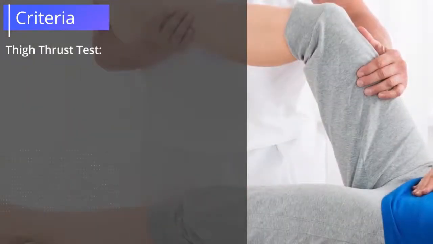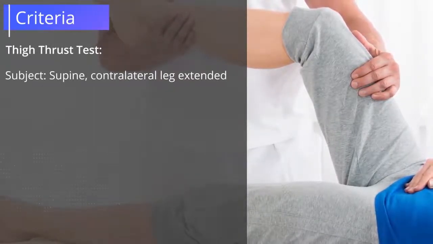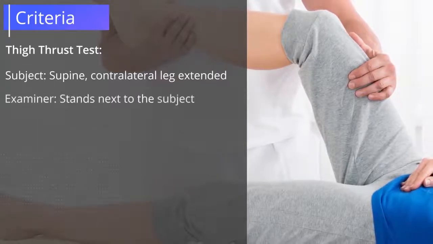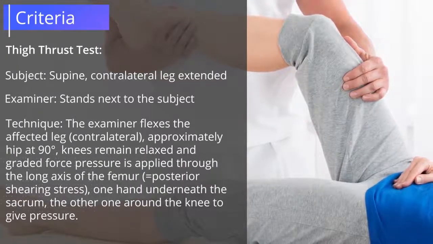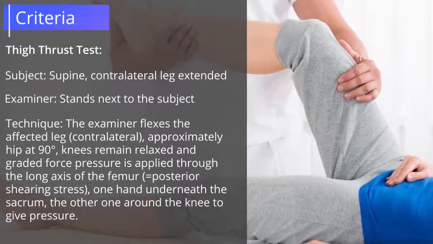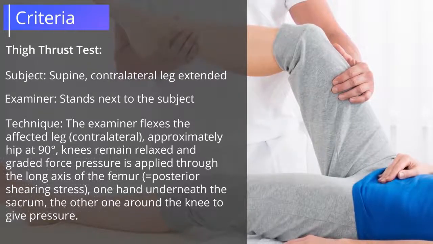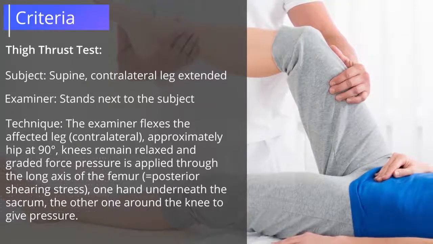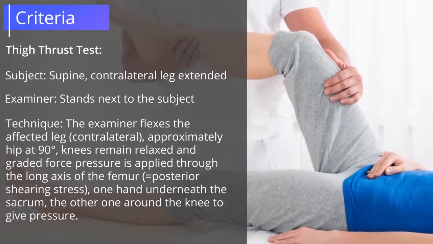Thigh thrust test. The subject should be in a supine position, with contralateral leg extended. The examiner should stand next to the subject and he or she should flex the affected leg, contralateral, approximately hip at 90 degrees. The knees should remain relaxed. Graded force pressure, or a posterior shearing stress is to be applied through the long axis of the femur, with one hand underneath the sacrum and the other one around the knee to give pressure.